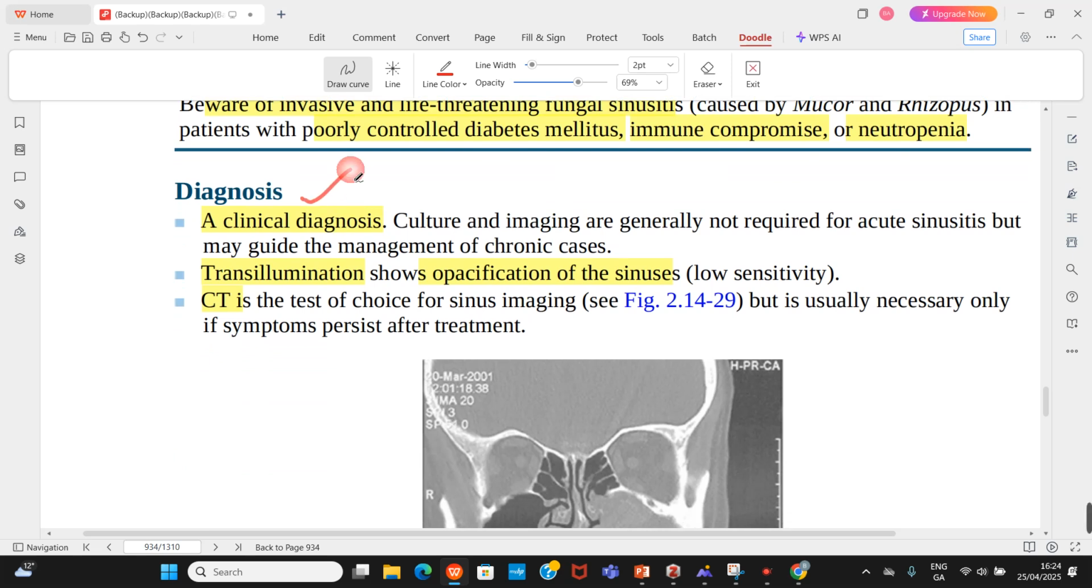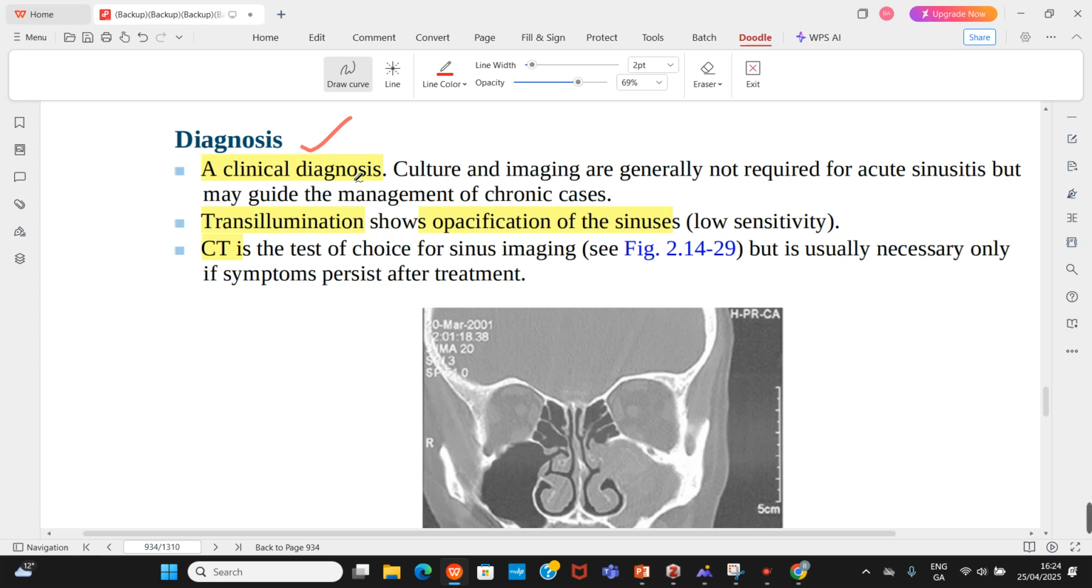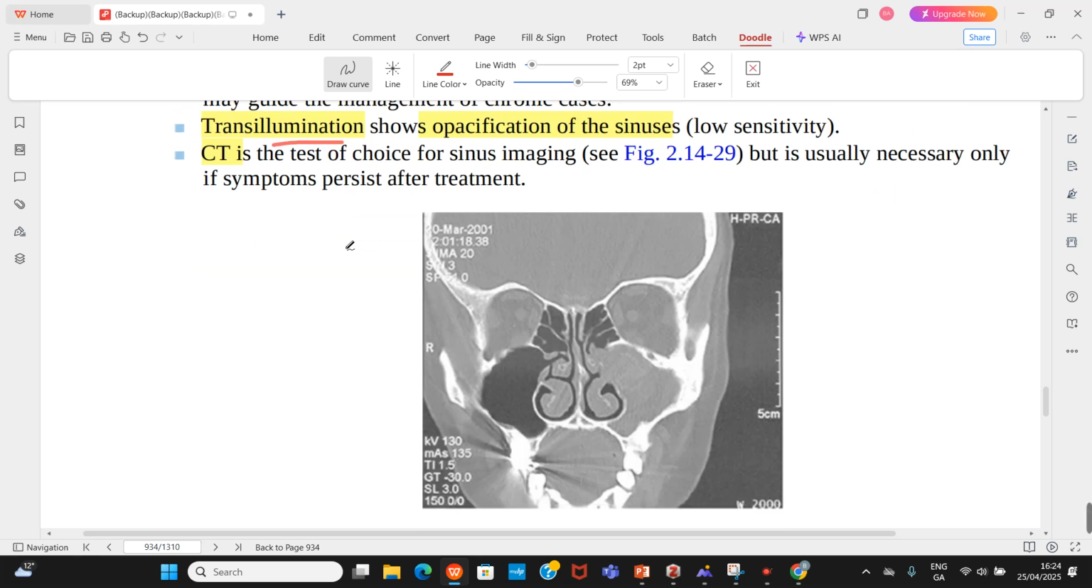So sinusitis is a clinical diagnosis. You don't need to be doing any imaging. But if you want to do imaging because you are not sure, you can do transillumination, just shine light and see. There's going to be opacification of the sinuses in that area. And the area with the sinusitis too on CT is going to appear opaque.